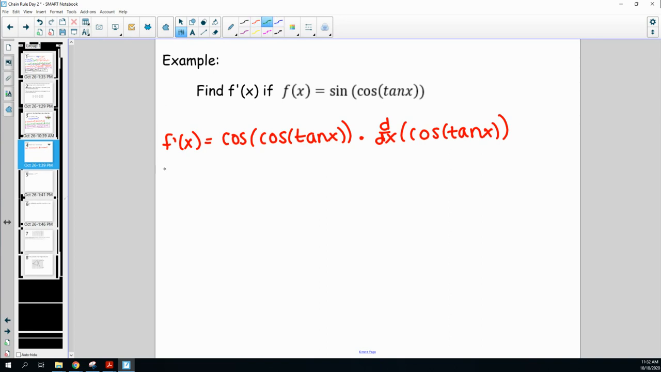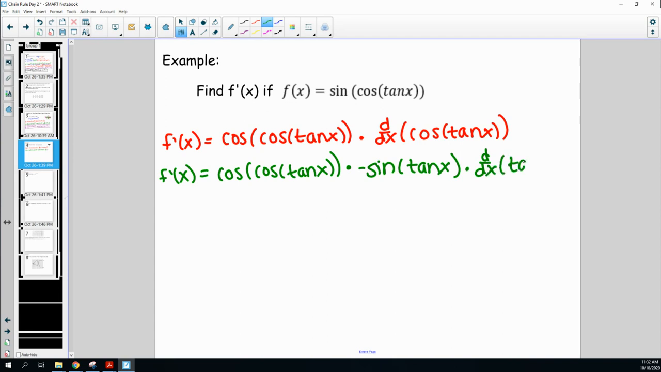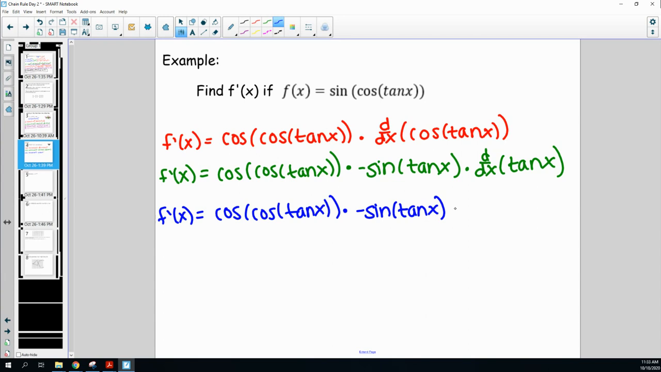So I go to my next step. f prime of x is equal to, so this is going to stay cosine tan x, and I'm multiplying it. For the derivative of cosine tan x, I'm going to do the derivative of the outer, the derivative of cosine. That's going to be negative sine of tan x times the derivative of what was inside, which is tan x. So then I've got f prime of x equals cosine of the cosine of tan x times negative sine of tan x. And then the derivative of tan x is secant squared x. And then we've run out of derivatives to take because there's no more interior function.